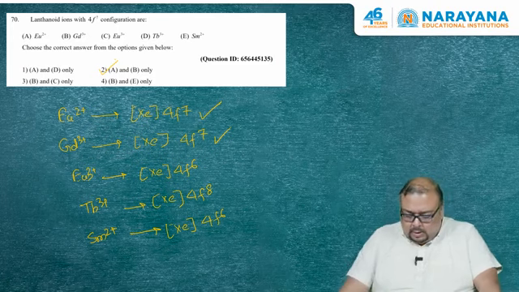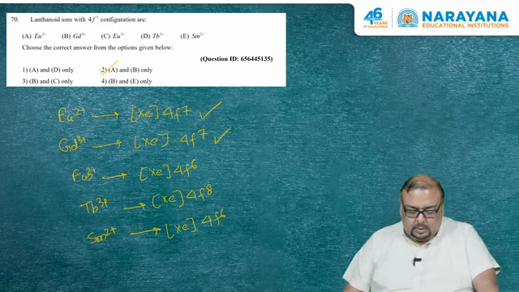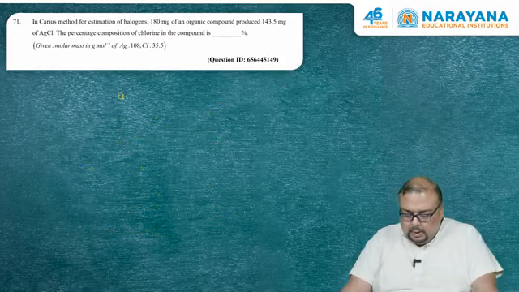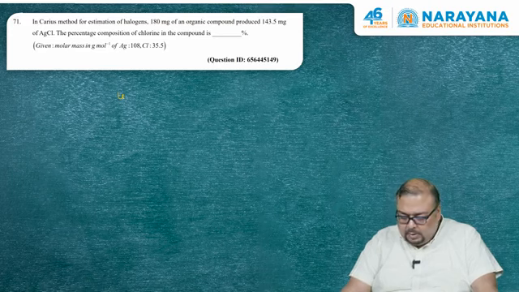Okay, so this concludes our single correct questions part. Next we will be moving to the numerical part. Okay, so next is question number 71. In Carius method for estimation of halogens, 180 mg of organic compound produces 143.5 mg of AgCl. Find the percentage chlorine in the given compound.